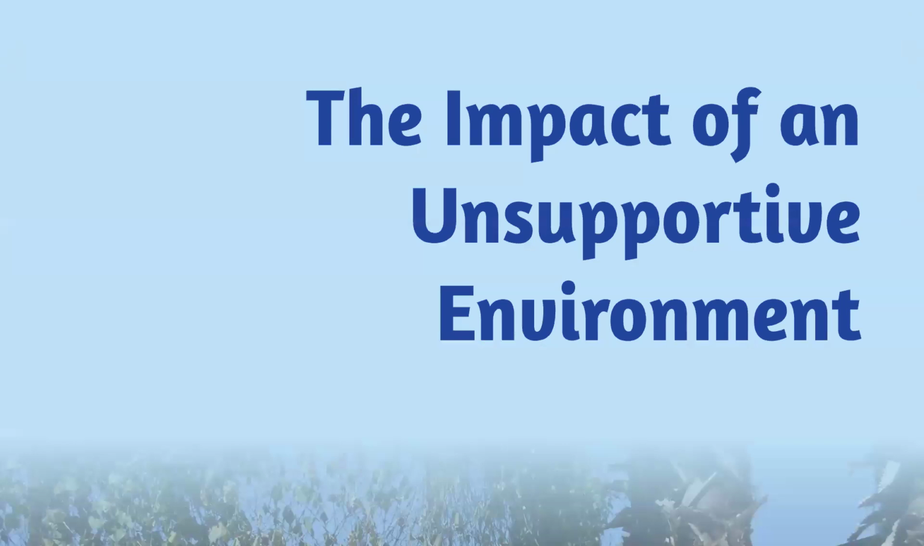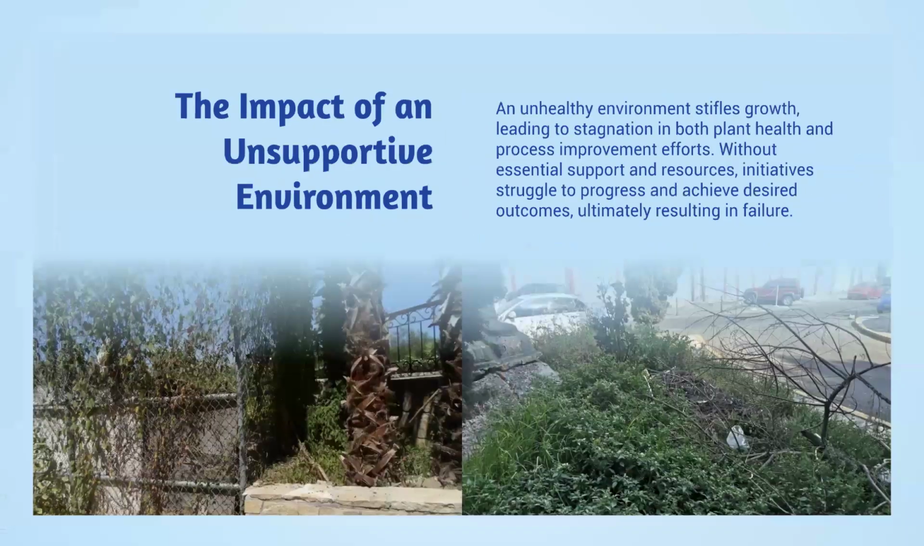So, what is the impact of an unsupportive environment? What happens if you don't have it? Well, things die. Without the correct dirt and sunlight, you can feed your plants all you want and care for them every day, and they will still die. The same for your improvement processes.